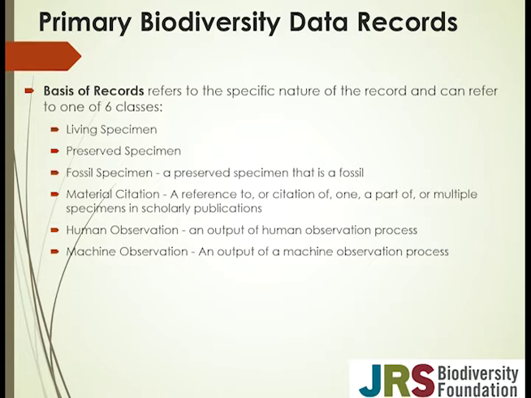We can also have human observation, the output of human observation. Those are records that are directly collected in the field by someone, a researcher, or students, or naturalists, anyway, a scientist. And you have also machine observation, that are observations made and recorded by machine, like a camera trap, for instance, information from a camera trap, or film, or photos, etc.